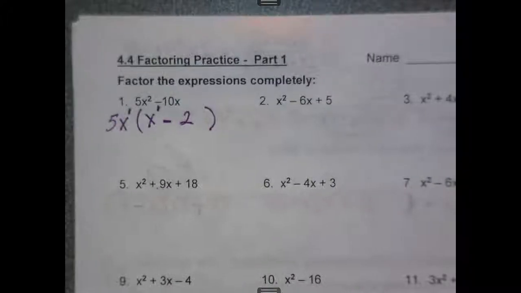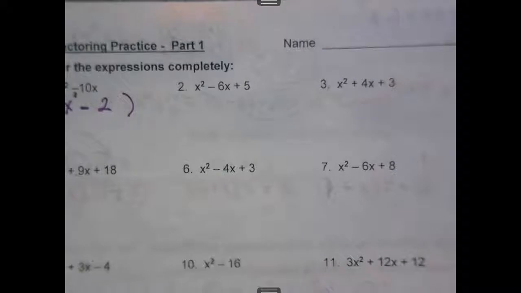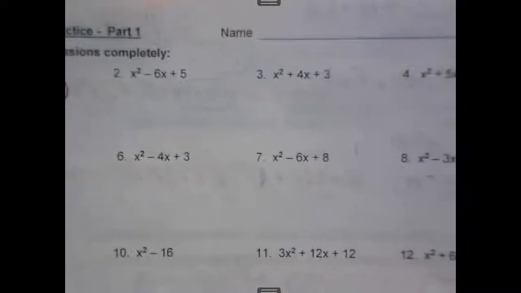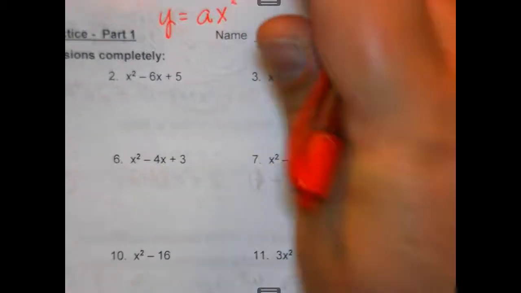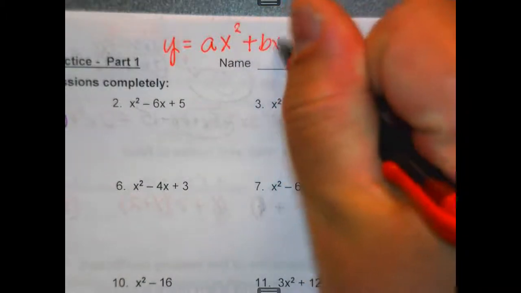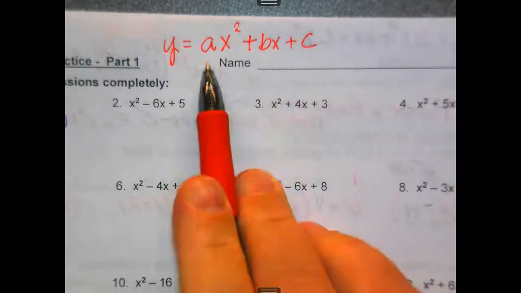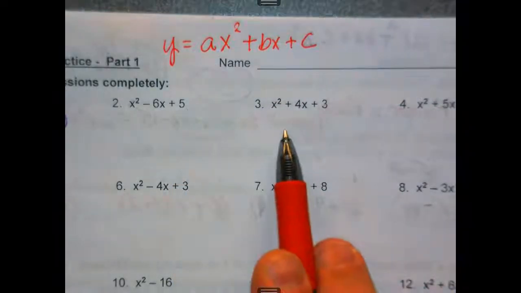Number 3. This is an easy one. Why is this one an easy one? That's right, because my A is 1. Remember standard form that I taught yesterday? Ax squared plus bx plus c. When my coefficient A is 1, these are relatively easy.